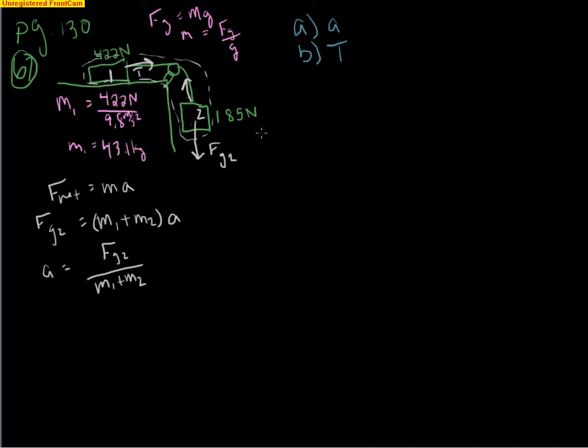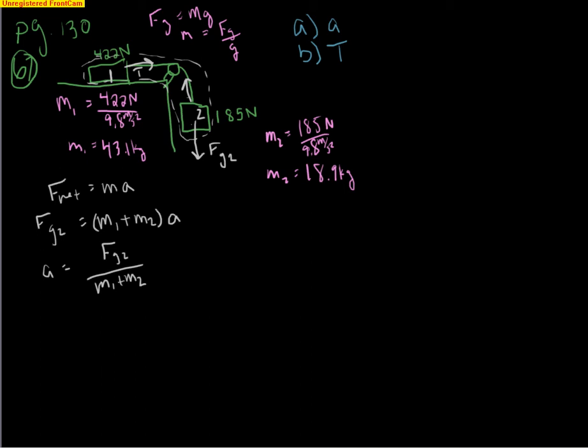Okay, doing the same thing for mass 2, m2 will be 185 newtons divided by 9.8 meters per second squared. I said newtons, but I didn't write it. There we go. m2 then becomes 18.9 kilograms. Alright, now that we have m1 and m2, we can plug them in here.